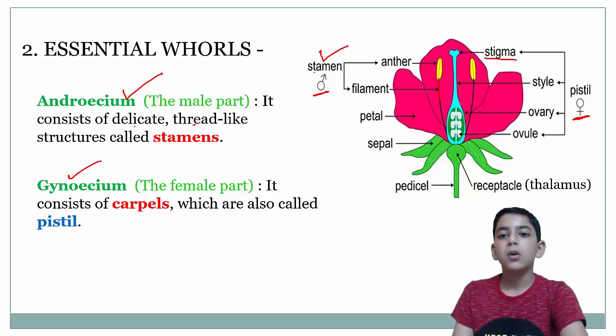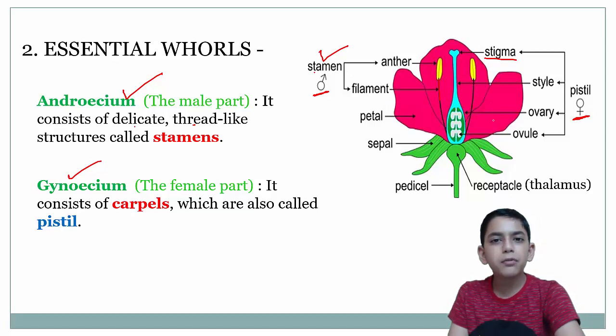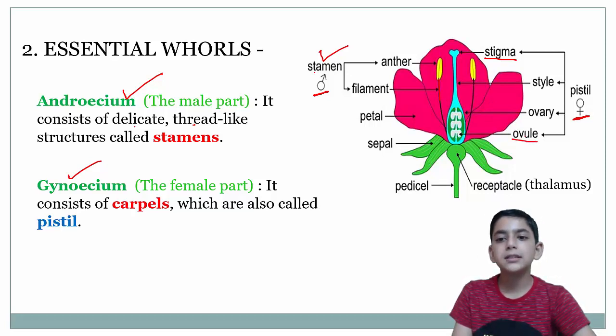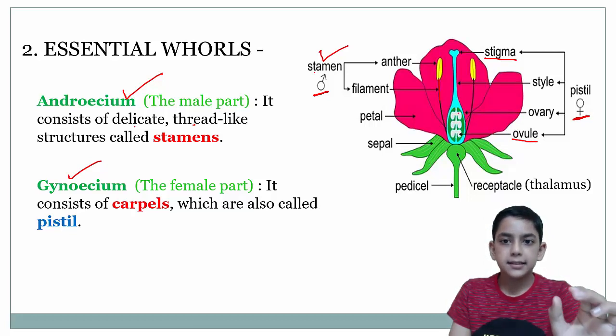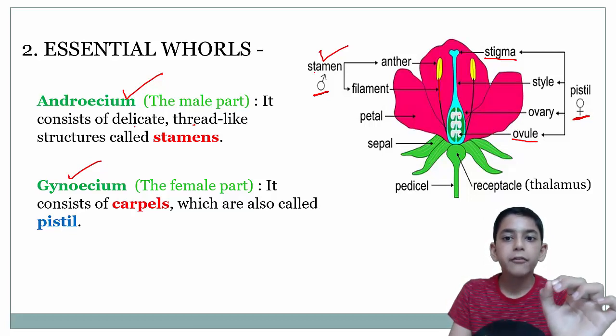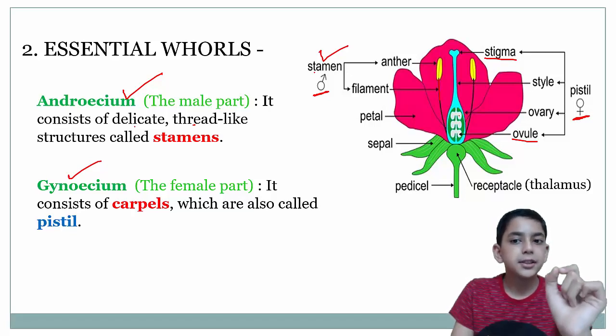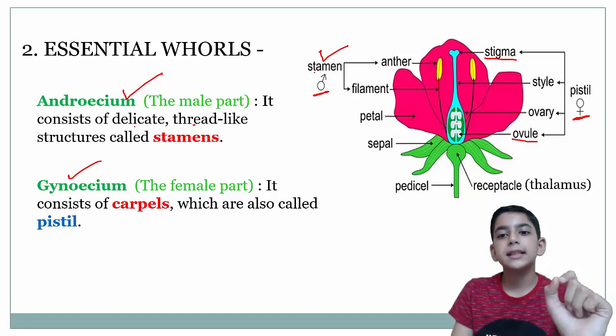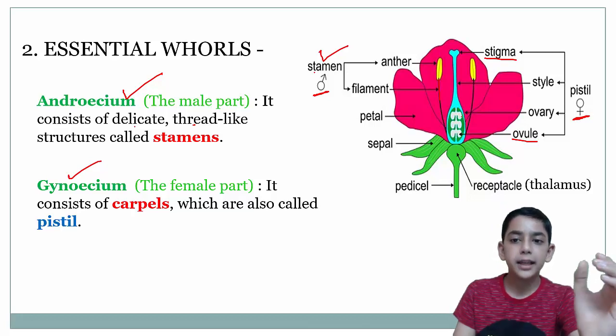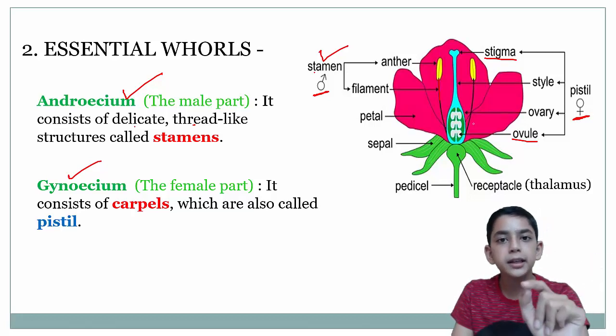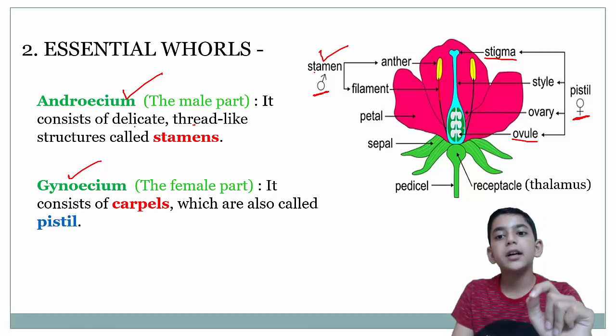Then comes the ovary. Inside the ovary we have the ovule, which is a body that contains egg cells. When successful fertilization takes place, it will produce seeds, and then this ovule will turn into a seed, and this ovary will turn into a fruit.